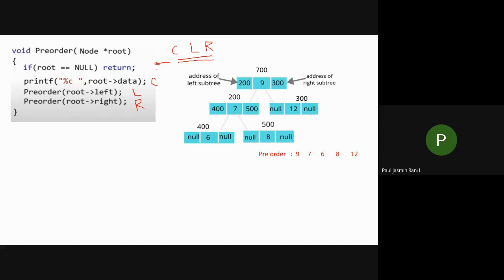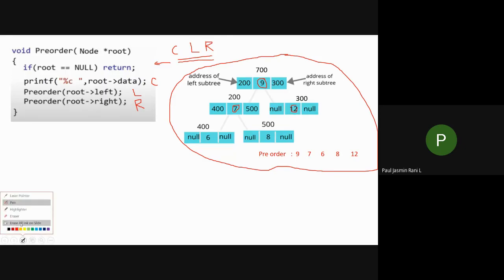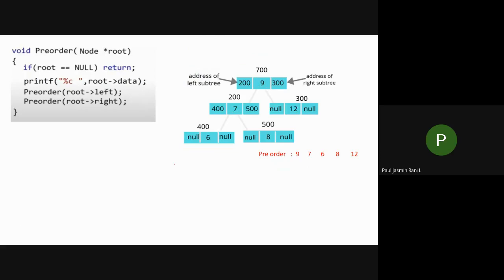Let us assume that I have created a binary tree. So this is your binary tree. I have created this binary tree, and I'm going to print the elements which are present in it. The elements are 9, 7, 12, next one 6 and 8. My aim is to print all those elements. So in order to perform a pre-order traversal, let me see how it gets printed.